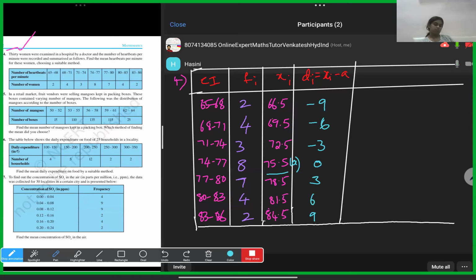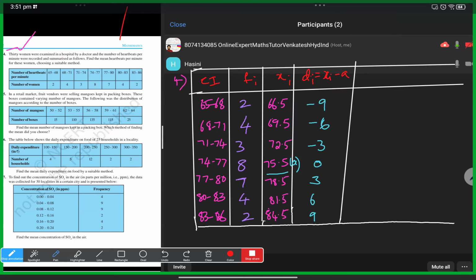Now, Hasni, we will do di by h, the new column. You can see these values are small only, and we can do this using the assumed mean method and complete it. But I'll make you understand the step deviation method with this sum.